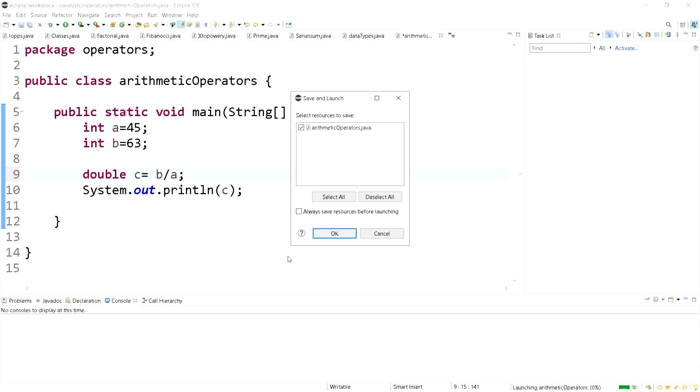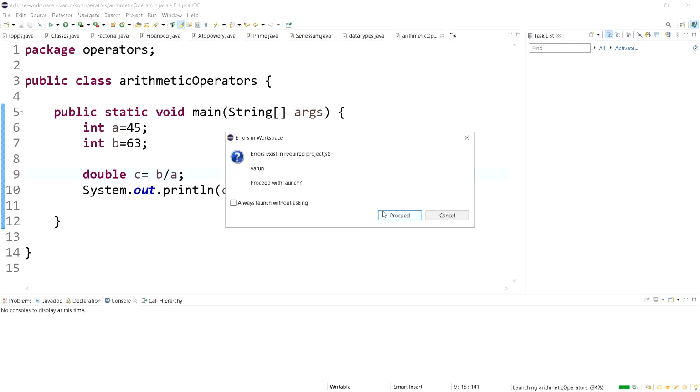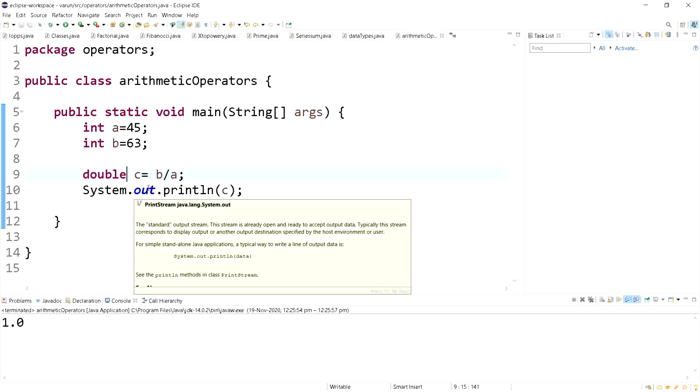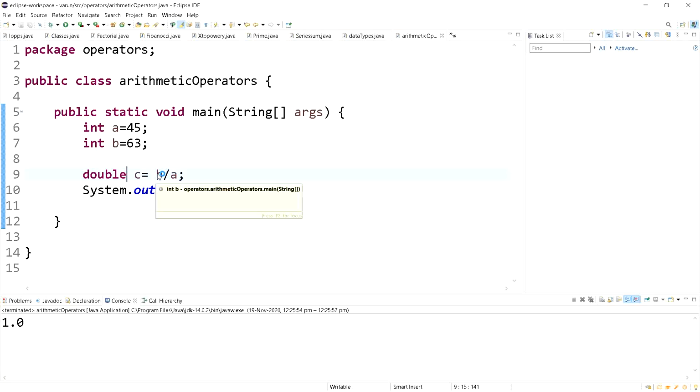Double c equals b divided by a. Now it has shown 1.0 here. Why? Because b is stored in an int variable, and a is also stored in an int variable. So int divided by int, we are just storing it in a double variable, which is c. So we are dividing int by int, so the answer is int, and we just stored it in double, so we got 1.0.